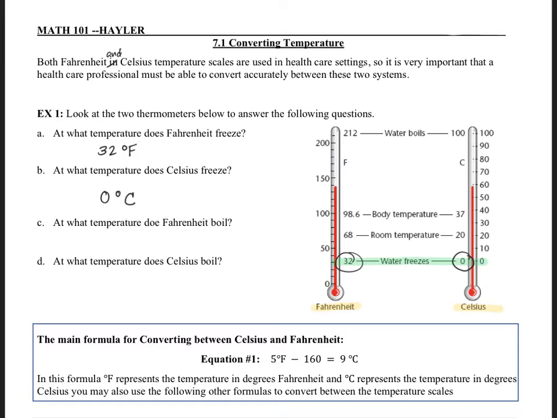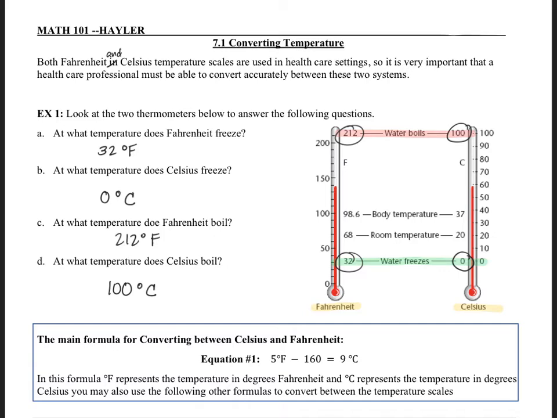All right, part C. At what temperature does Fahrenheit boil? So we're going to continue to read the diagram, looking for boiling temperature, which is right here. And boiling temperature for Fahrenheit is 212 degrees Fahrenheit. And water boiling at Celsius is 100 degrees Celsius. To me personally, Celsius just looks a lot less complicated to memorize, now that I think about it.